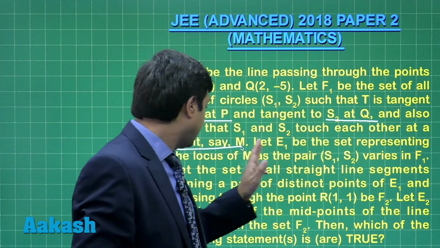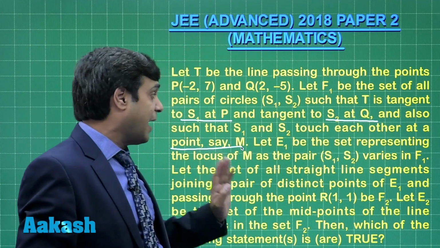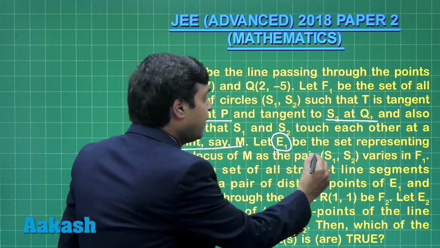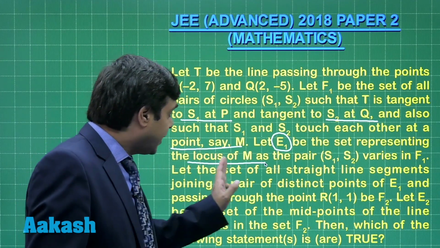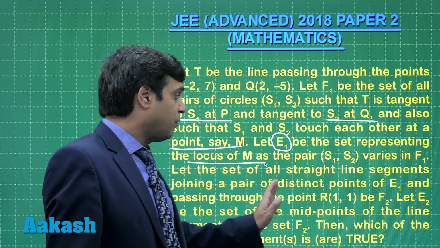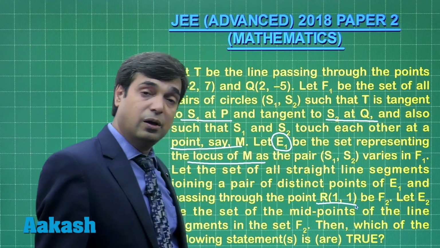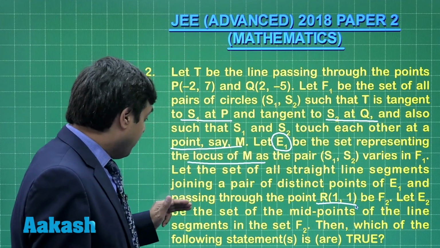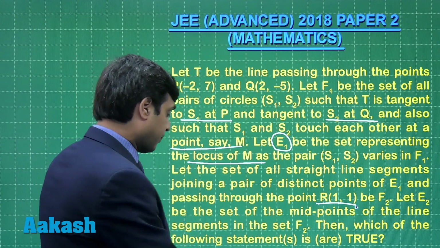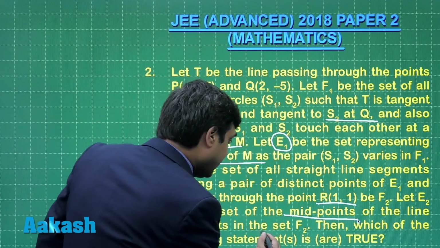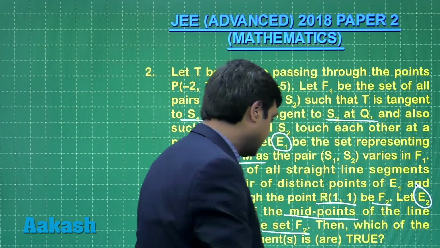Let E1 be the set representing the locus of M as the pair S1, S2 varies in F1. So, this is an important thing, E1 is the set representing the locus of the point M. Let the set of all straight line segments joining a pair of distinct points of E1 and passing through the point R be F2. Let E2 be the set of midpoints of the line segments in the set F2. We are talking about midpoints in the set F2. Correct? So, this gives you E2, another important set.